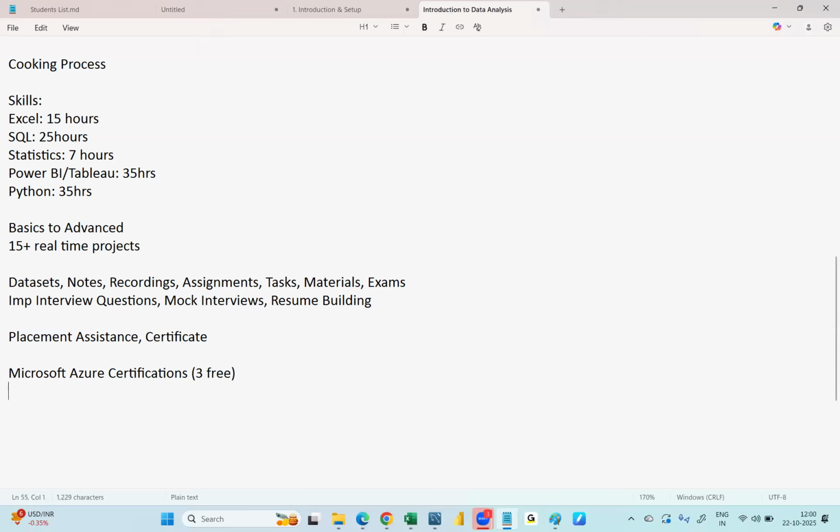For some exams, you need to write down, and some exam fees will be there. To Microsoft, you need to pay, not with us. We are not at all related to that. Microsoft, you need to pay the amount and write down the exam.